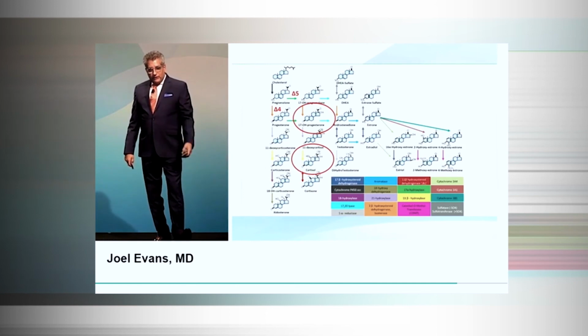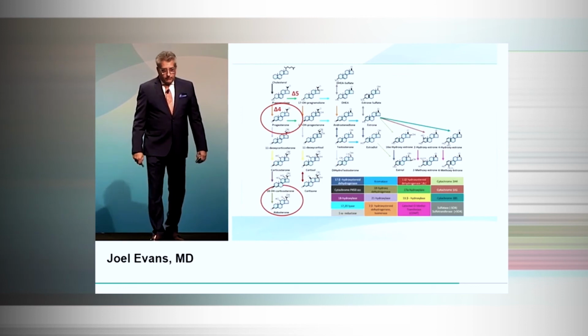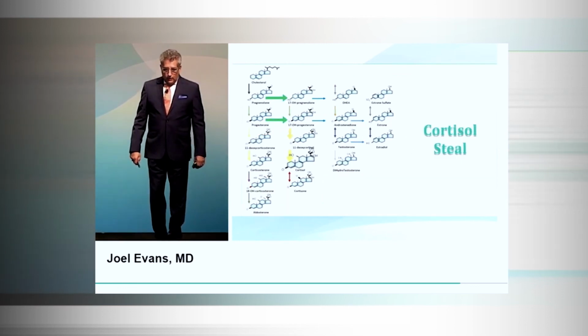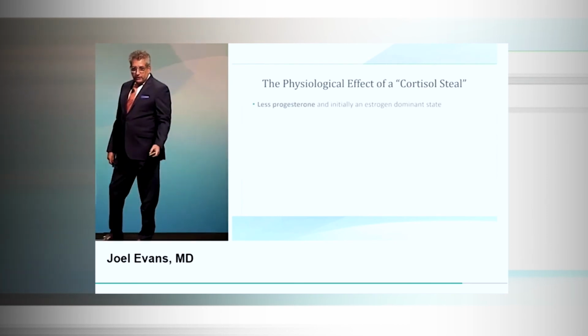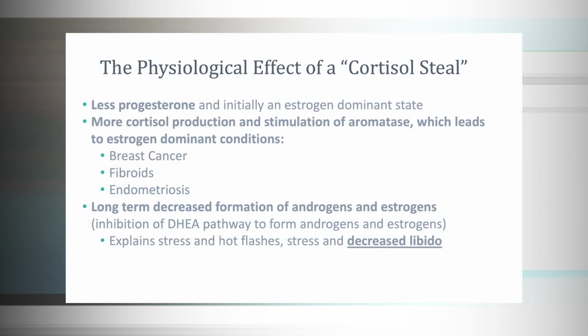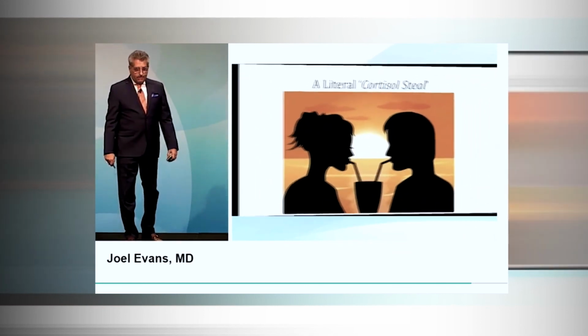So think of it as needing to make cortisol or aldosterone. You make that cortisol and you don't have the sex hormones. So then you have less progesterone initially. That leads to an estrogen dominant state. There's now some literature about that recently about breast cancer risk, fibroids, endometriosis. Long term, it's decreased formation of sex hormones, and this is one of the reasons that we have stress that's associated with hot flashes and stress that's associated with low libido.